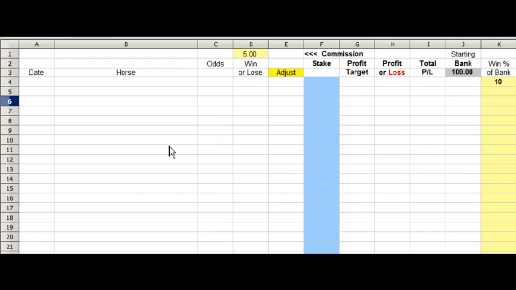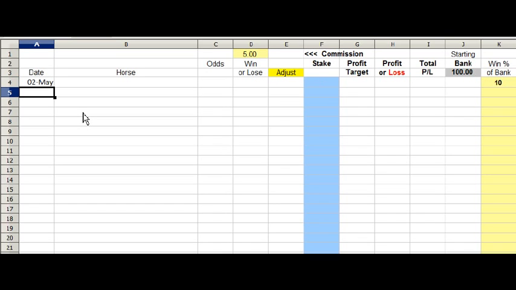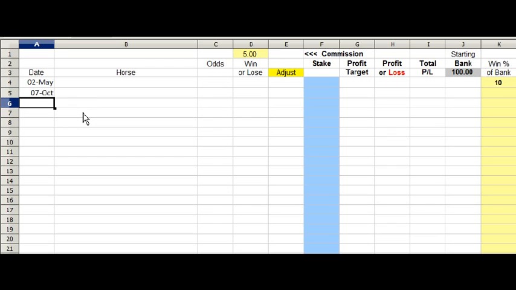So we'll put some examples in the sheet. To keep things nice and simple, we'll take a starting bank of £100 and we'll look to win 10% of that bank, whatever it is, each time with each bet. As the bank goes up, we'll be betting for a bigger profit target, and if it goes down, we'll be betting for a smaller profit target. Now you can put your date in with a slash, so if you put in 2/5, you'll get 2nd of May, and if you put in 7/10, you get the 7th of October.